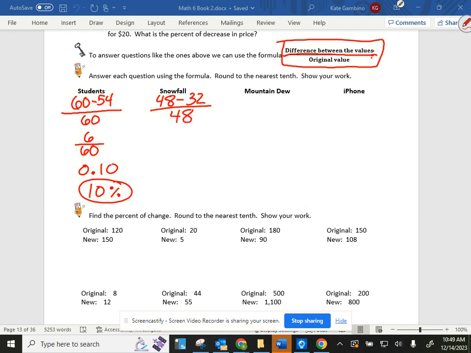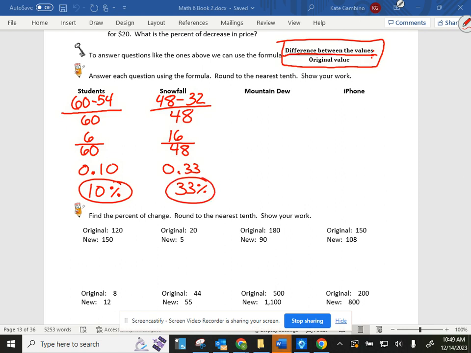So now we just do the math. What is 48 minus 32? 16. Divided by 48. What is 16 divided by 48, Melanie? 0.33. So what is our percent of change? 33%. So that's why we do multiple problems, Brent.